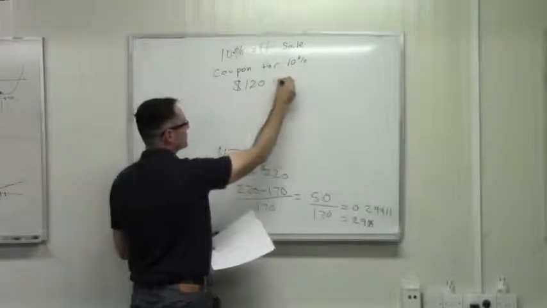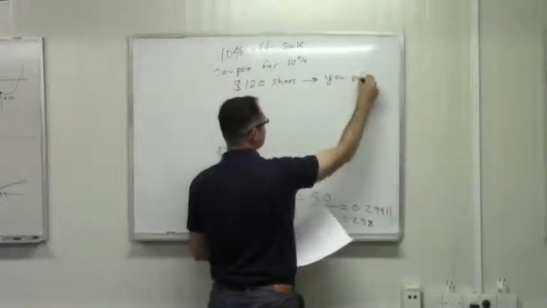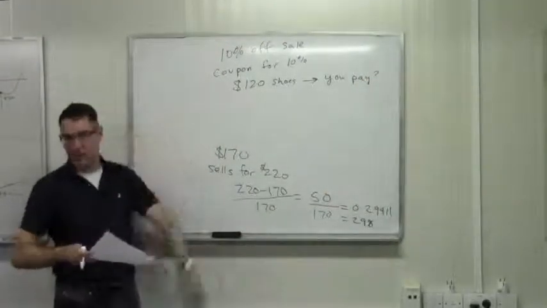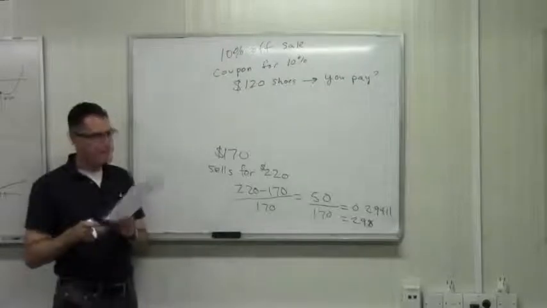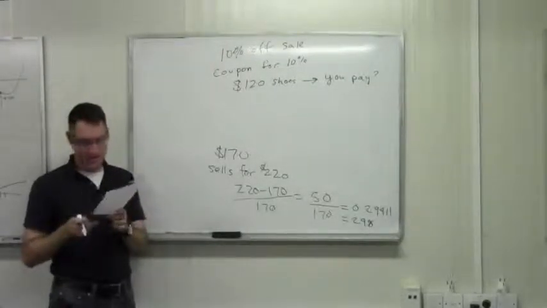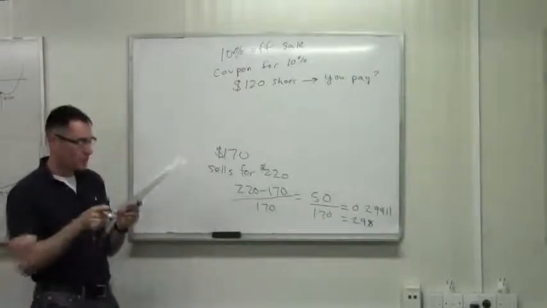$120 shoes. You pay how much? How many people think you can just take 20% off? I don't think it works that way. Take 10% off of it, then take another 10% off. Let's see what happens when we do this, okay?